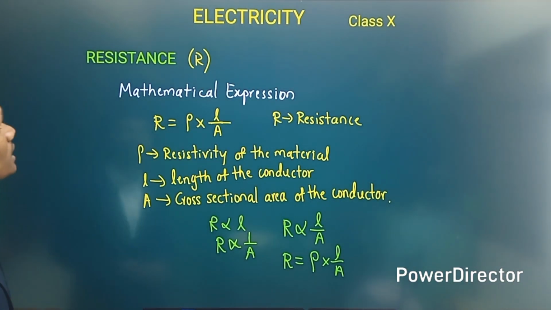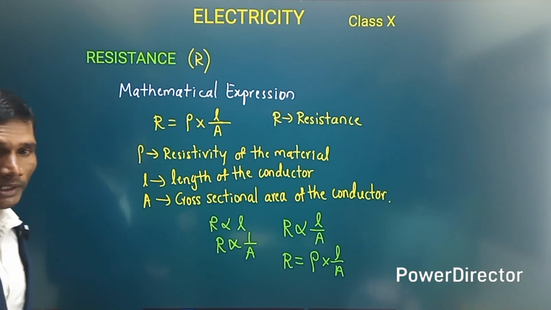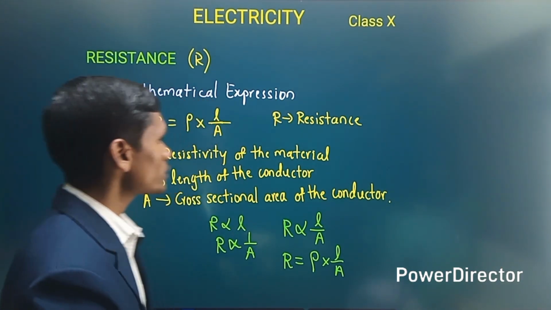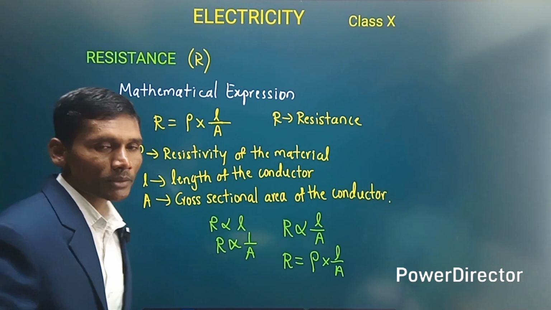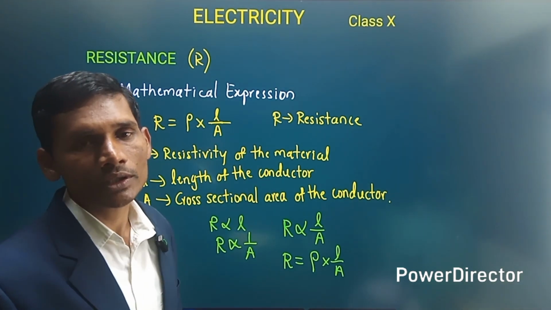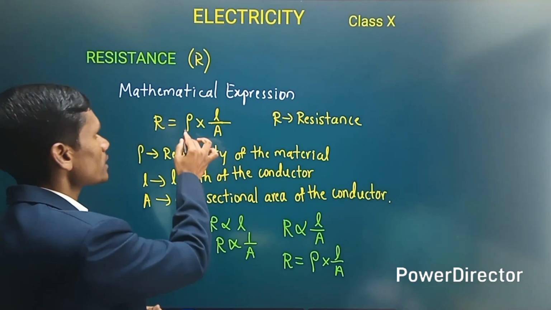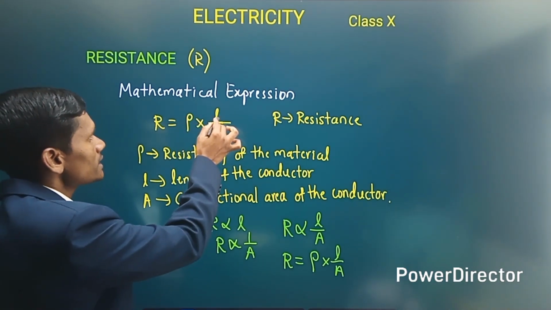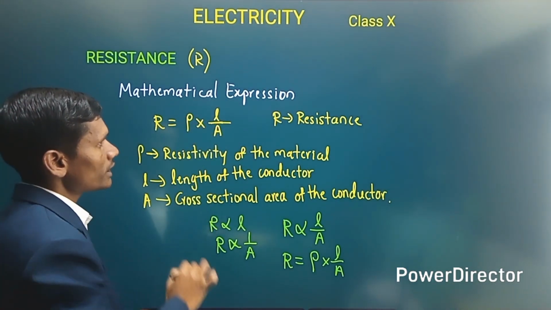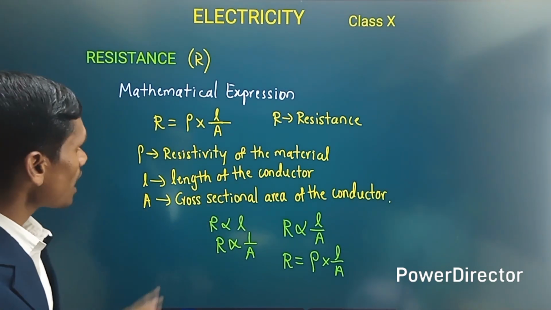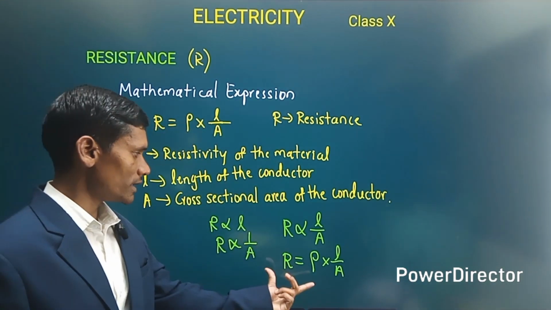Next, coming to resistance, we already defined. The mathematical expression for resistance is R is equal to rho into L by A. Rho stands for resistivity. Resistivity is the property of the material by which it opposes the flow of electrons inside it. That is what is called resistivity. This is taken as L upon A. Each letter I have already written here, and how we are getting this formula I have written here, right?